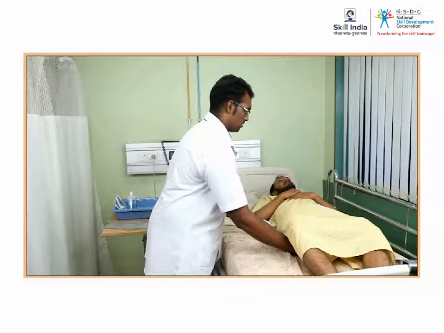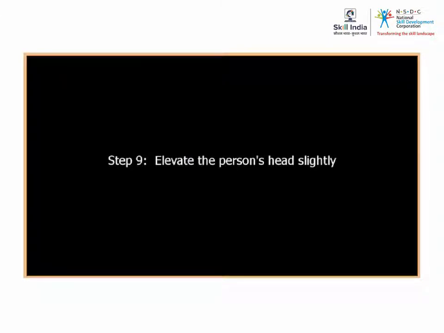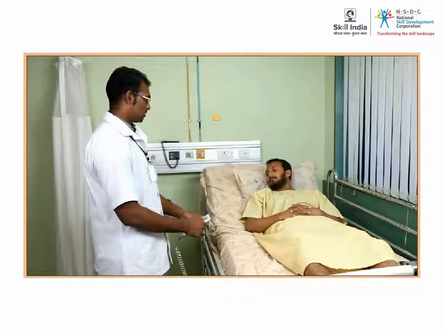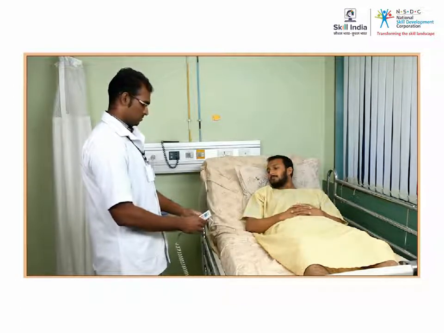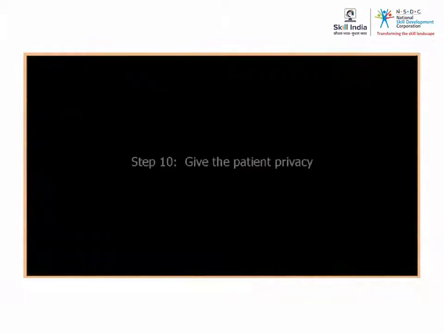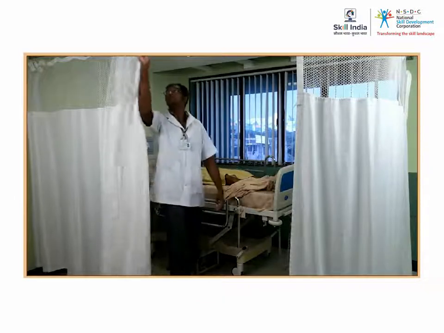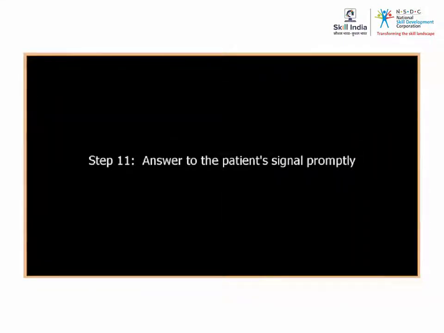Keep your hand on the bedpan until the patient is almost completely rolled back over. Elevate the person's head slightly. Elevate the person's head on the bed slightly into more of a sitting position. This may make it easier for him to relieve himself. Give the patient privacy. Make sure he has a call light button or other means of contacting you when finished. Answer his signal promptly.